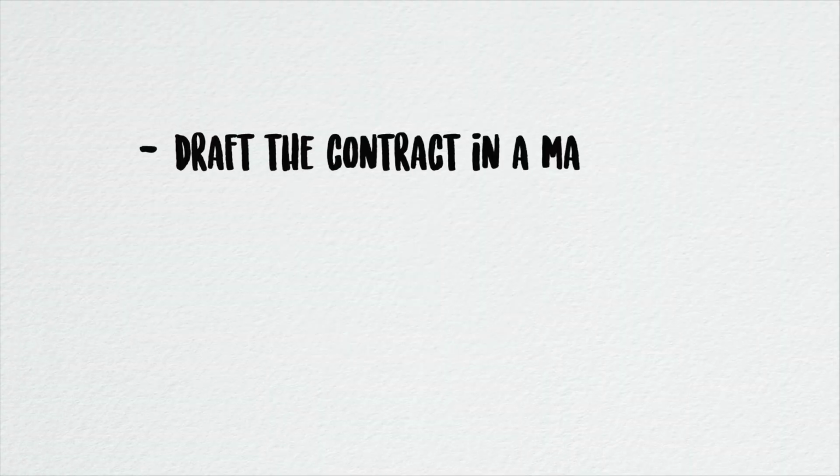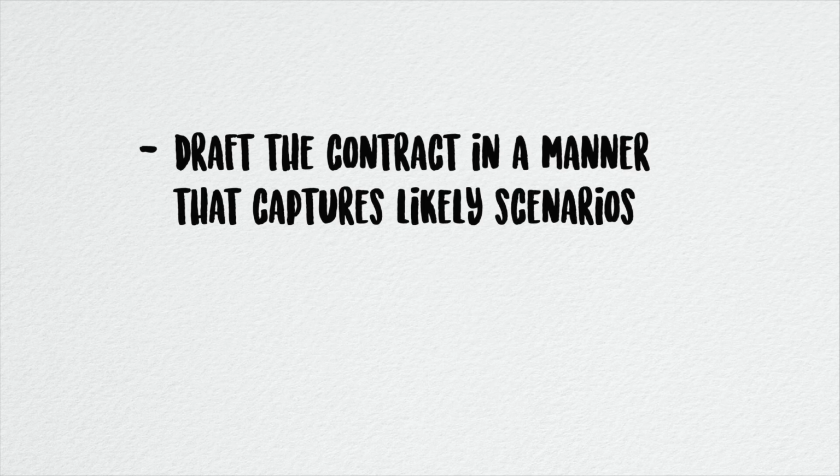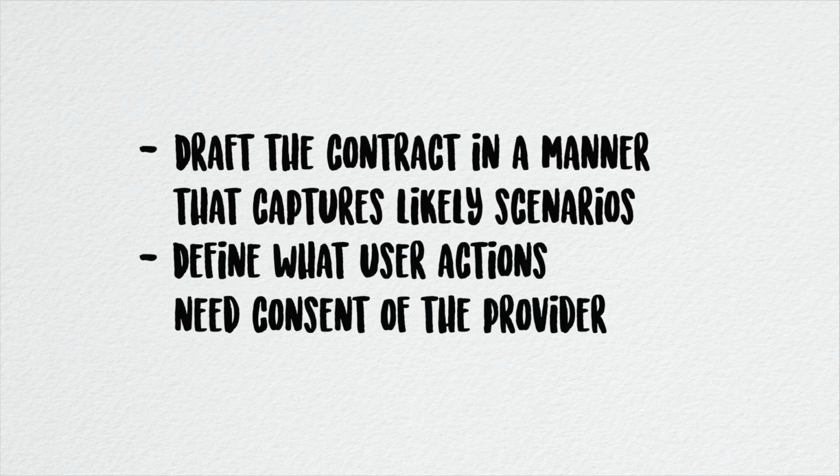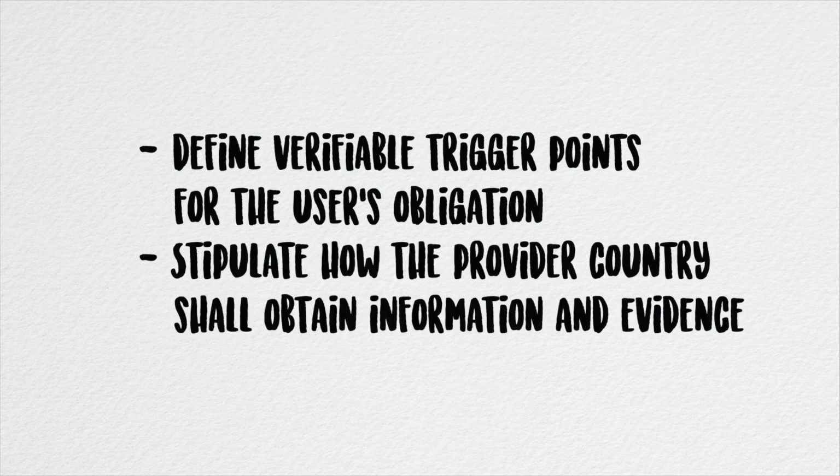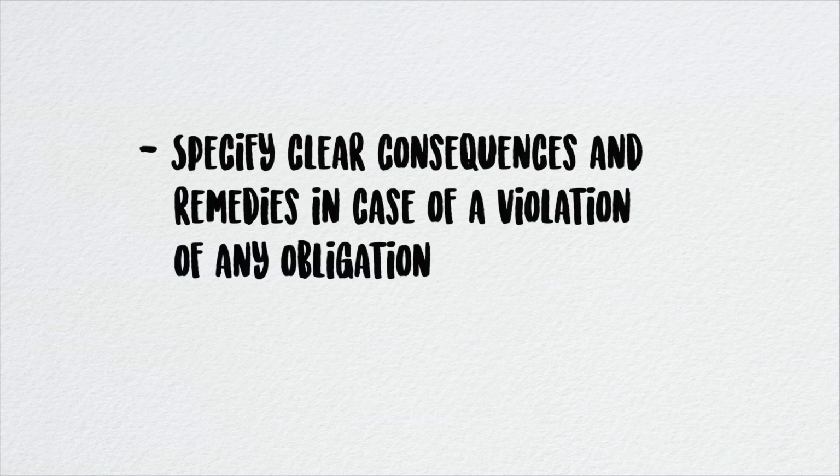Here are your 3 takeaways. 1. Draft the contract in a manner that captures likely scenarios. Define what user actions need consent of the provider. 2. Carefully define verifiable trigger points for the user's obligation. Consider how these trigger points will be chosen and defined in the text. Stipulate clearly how the provider country shall obtain information and evidence as to whether the trigger points have been reached. 3. Specify clear consequences and remedies that can be invoked in the case of a violation of any obligation in the contract.